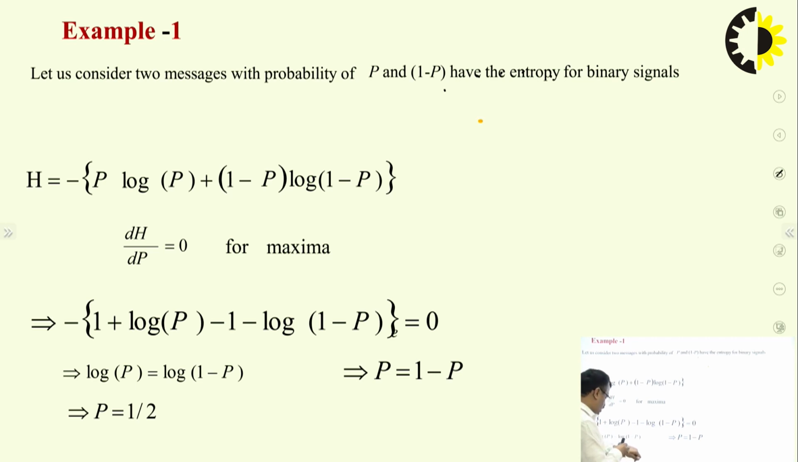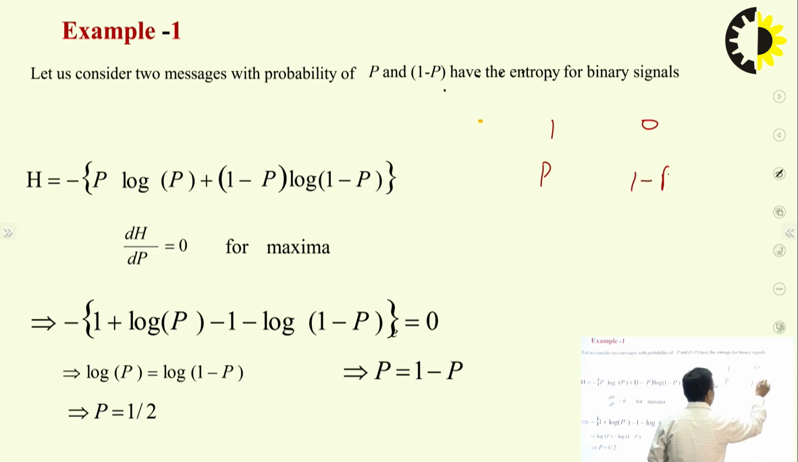Now example 1, I am taking the binary channel. So in binary we know two binary symbols are there, 1 and 0. If one symbol's probability is p, then the other symbol's probability will be 1 minus p. Now I am applying the formula of H here. What will it become? H is minus p log p plus 1 minus p log 1 minus p.